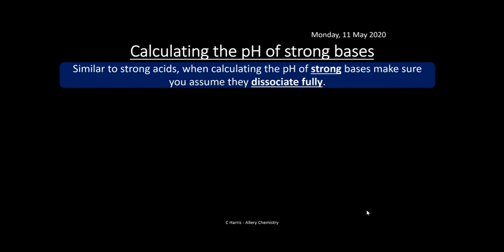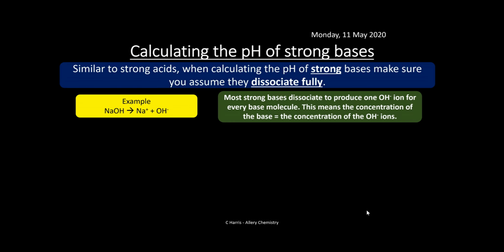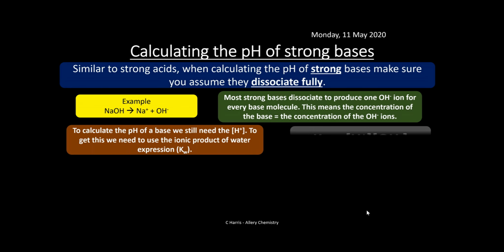Okay, similar to strong acids, when we're calculating the pH of strong bases, make sure we assume that they dissociate fully. So, for example, we've got sodium hydroxide here that produces sodium ions and OH minus ions. Many strong bases dissociate to produce one OH minus ion for every base molecule. And this means that the concentration of the base equals the concentration of OH minus ions.